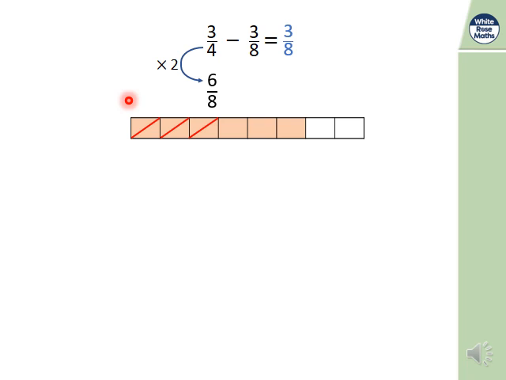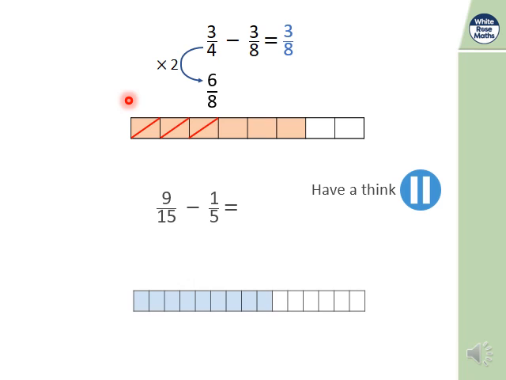We've got 3/8. So that's the method that we can use to subtract a fraction from another fraction when it's different denominators. So your turn now. How would you do this one? 9/15 subtract 1/5. Pause the video and have a go.